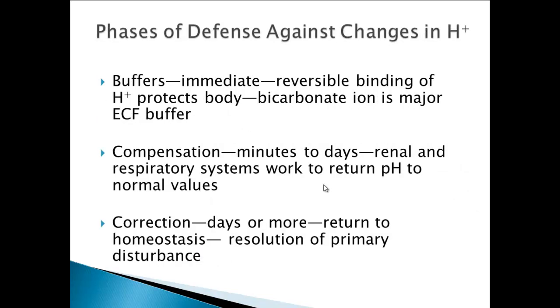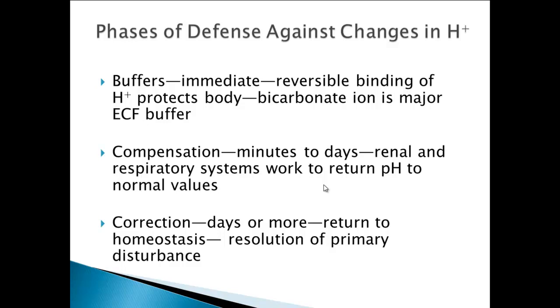Again, remember the phases of defense. We've got the buffers, the lungs, and the kidneys, kind of the three major body defenses against changes in the hydrogen ion. And there are phases of defense. The buffers are immediate. They immediately bind to that hydrogen ion, and the bicarbonate is the major buffer.